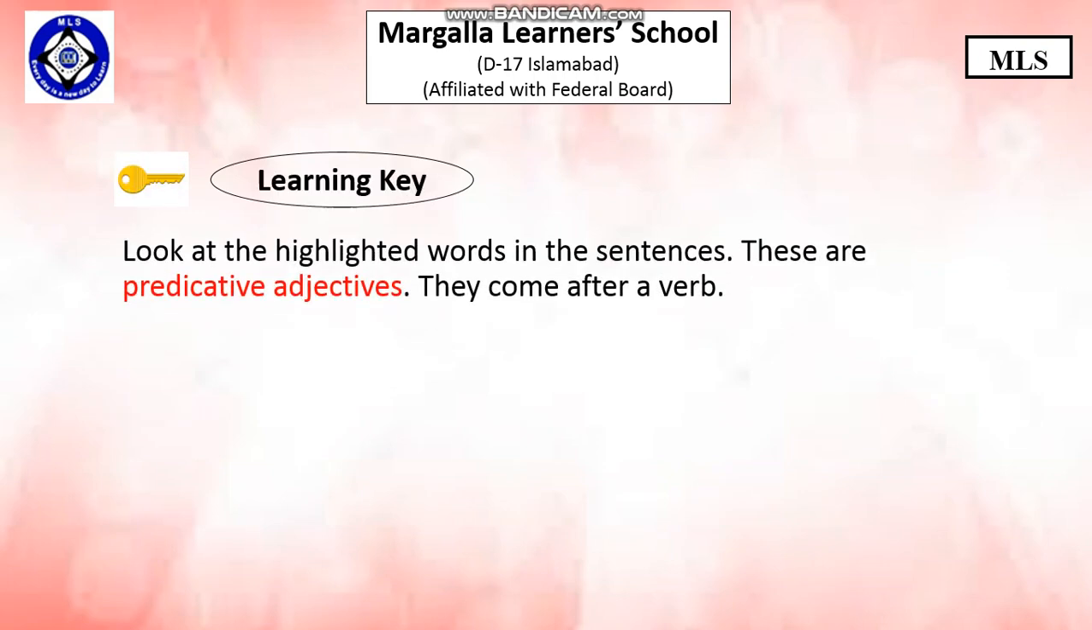Now carefully look at the highlighted words in the sentences. These are predicative adjectives and they come after a verb.